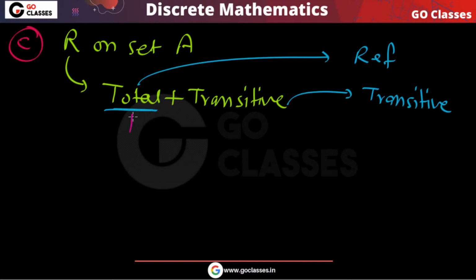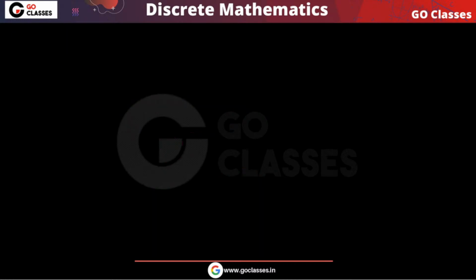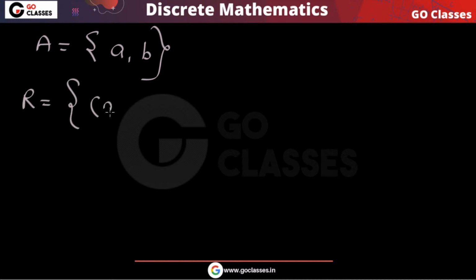But now the question is, do they imply symmetric? Tell me. The answer is clearly no. You can very easily create a counterexample, and that is like this. You can take A, B and define this relation. Look at this relation: A is related to A, B is related to B, and A is related to B.